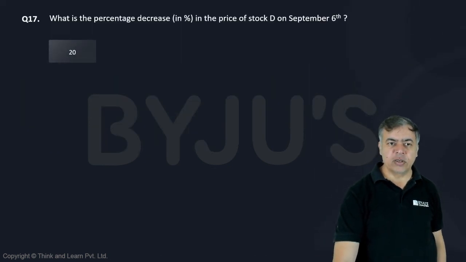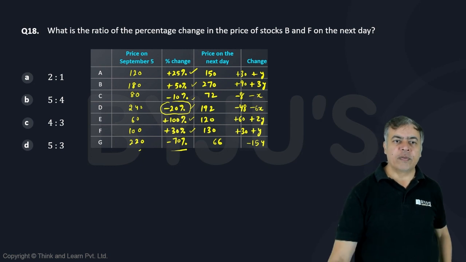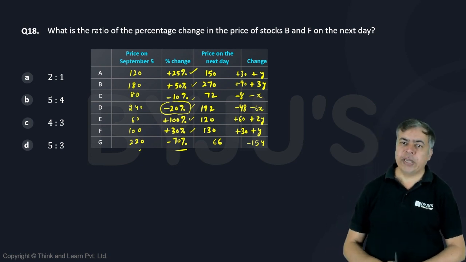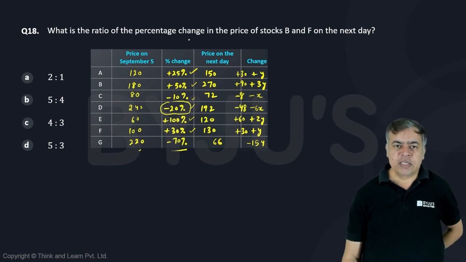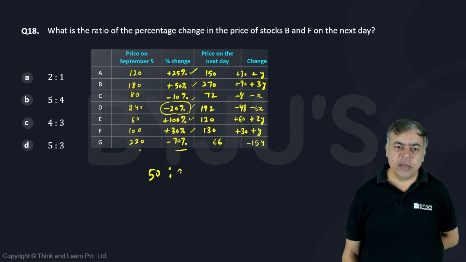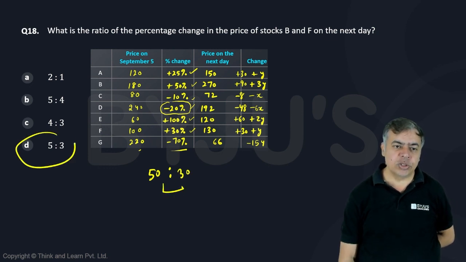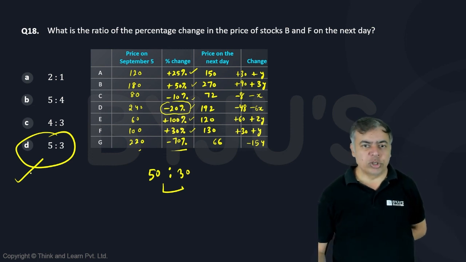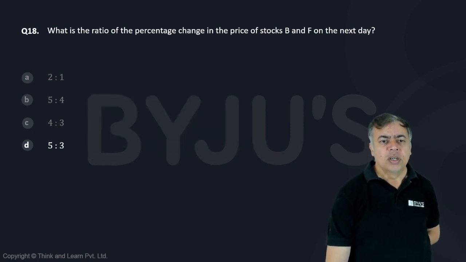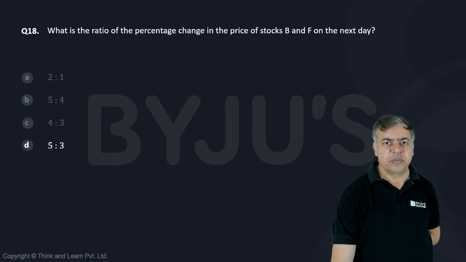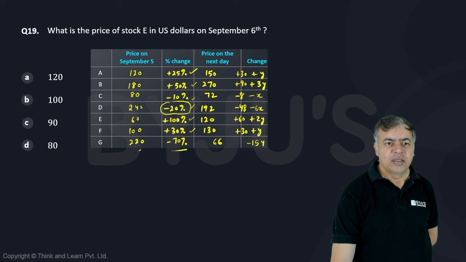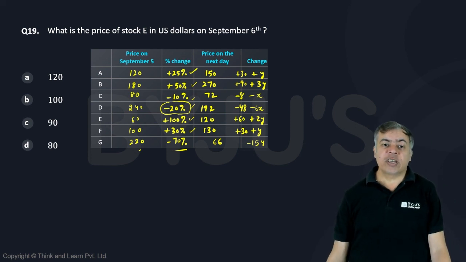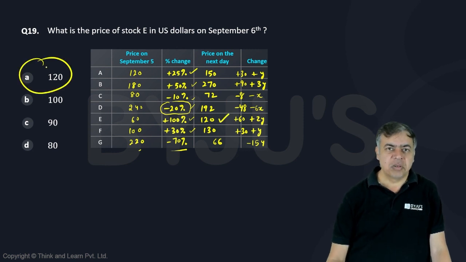So here, this was the question, right? What is the ratio of percentage change in the price of stock B and F on the next day? So percentage change in the price. B is a 50% change, and F is a 30% change. The ratio of the percentage change would be 5:3, right? So 5:3 should be the answer. Once we have solved it, it is very easy. Okay, now the question is, what is the price of stock E in US dollars on September 6? E on September 6 is 120, right? Okay, super easy.